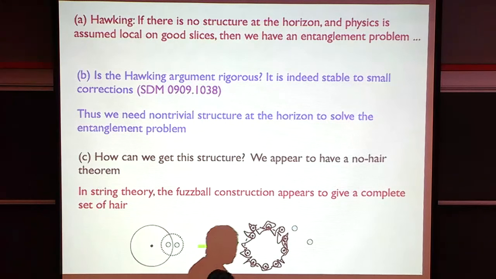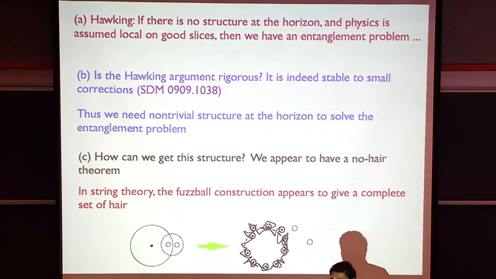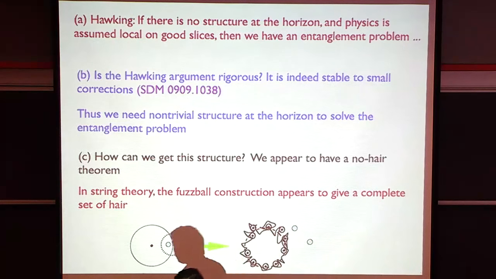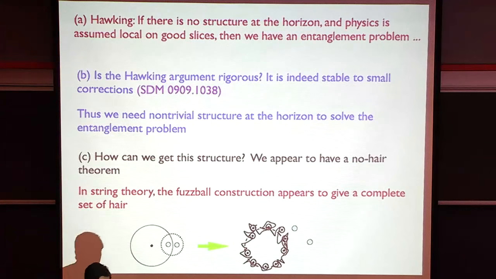So this is already old, as I was emphasizing a couple of days ago. Some people confuse the AMPS argument with the statement that if you want to remove the entanglement problem, you must have structure at the horizon. No, that is not new. That was already there. This is, in fact, the theorem which I had in this paper. Now the next question was, how can you actually get the structure? If you don't have the structure, the whole question is moot. You'll simply have information loss.